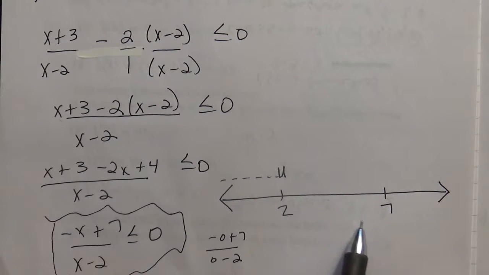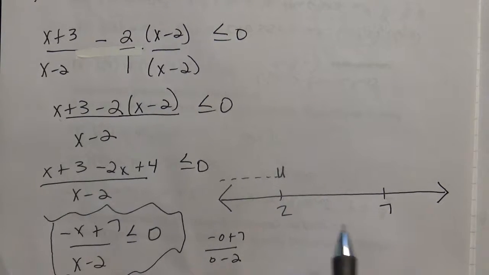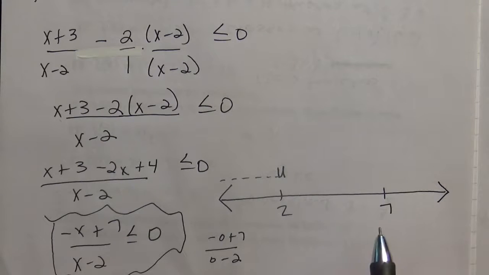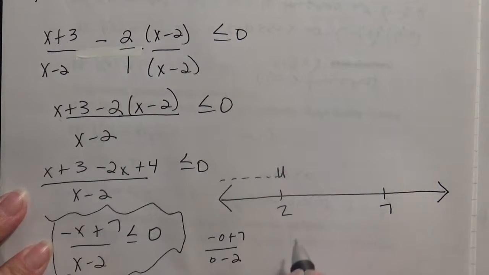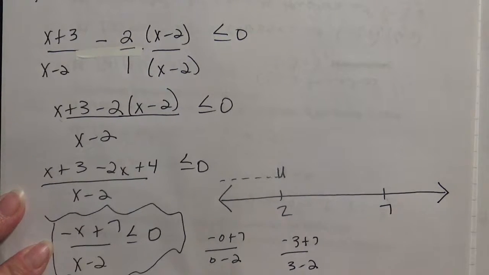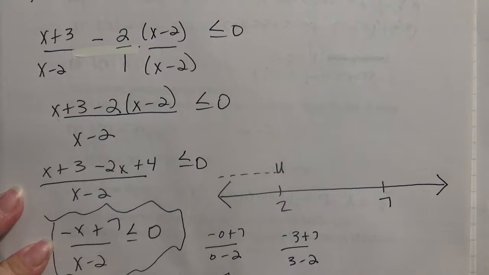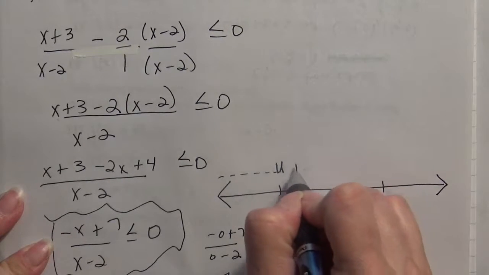Choose a number between 2 and 7. So you might choose 3. Put 3 into your function. So I'm going to put it in here, and I'll have negative 3 plus 7 over 3 minus 2. That gives me 4 over 1. So is that positive or negative? That's a positive. So these are all positive.